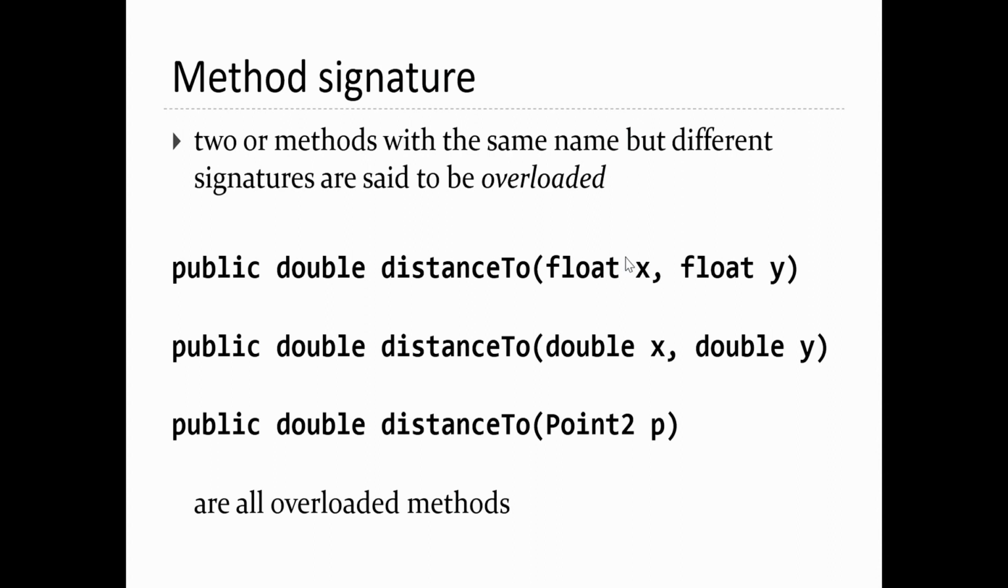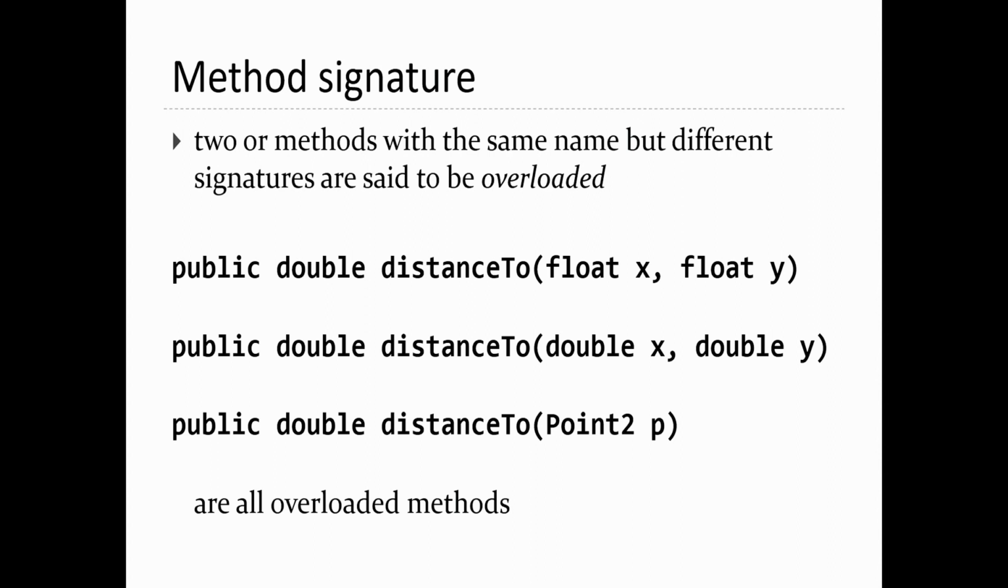So I can add a method called distance2 that computes the distance between a point and another point. I can compute the distance to another point whose coordinates are given by two floats. In the same class, I can have a method called distance2 that computes the distance to another point whose coordinates are given by two doubles. And I can have a third method called distance2 that computes the distance to another point p, where that point p is given by a Point2 reference. So those can all legally appear in the same class.